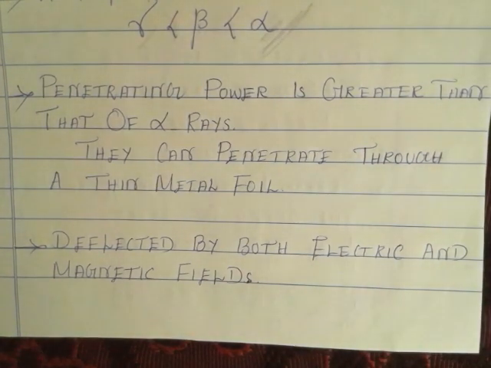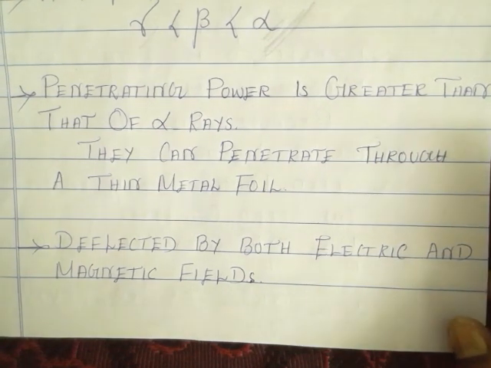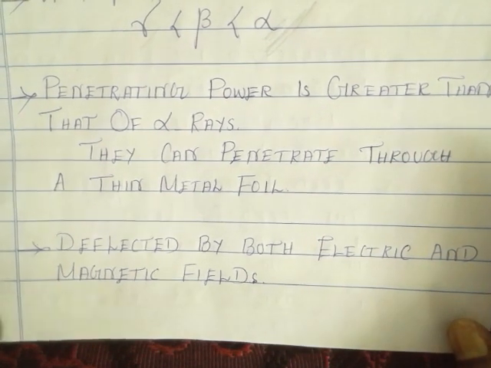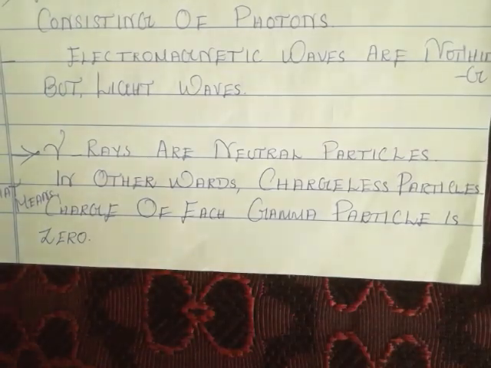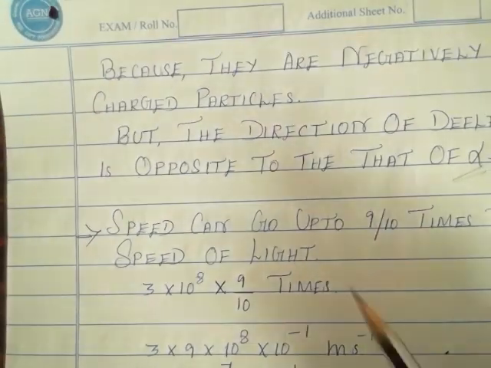Why? Already I told that all the charged particles will be deflected by both electric and magnetic fields. That is why the beta radiations, which have negative charges, will be deflected by both electric and magnetic fields. The speed of beta radiations goes up to 9 by 10 times the speed of light.